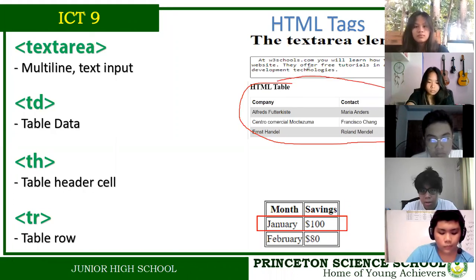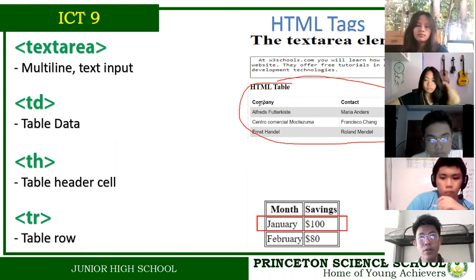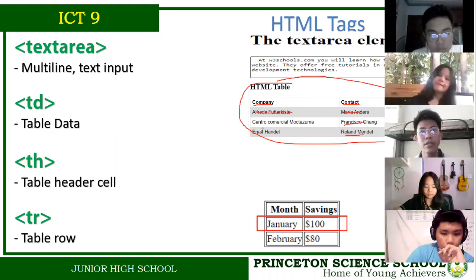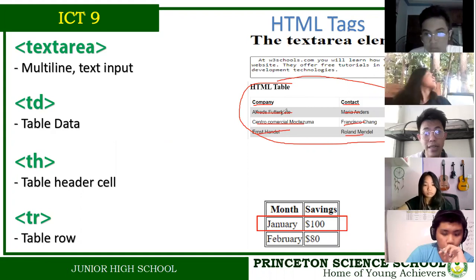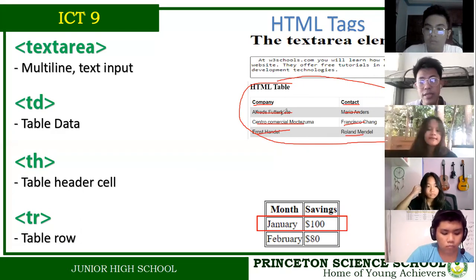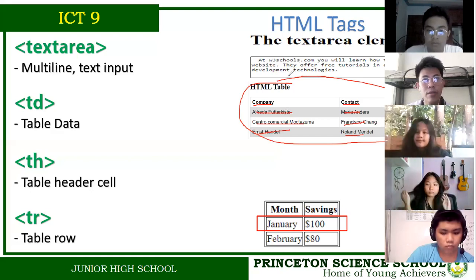Okay, so table datas are the ones inside our table. So it can be company, the word contact, the word country, the word Germany, and the rest. Those are the table data because those are the data that are inside the table, or the information inside the table.